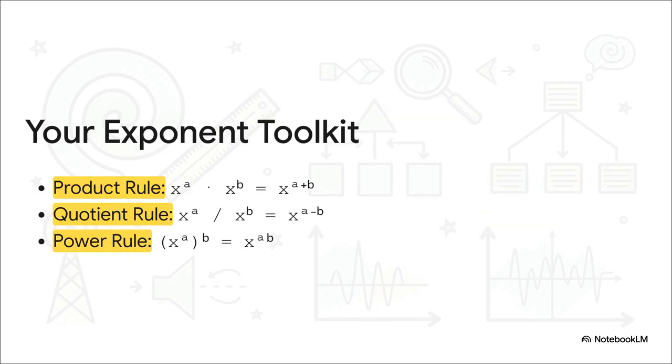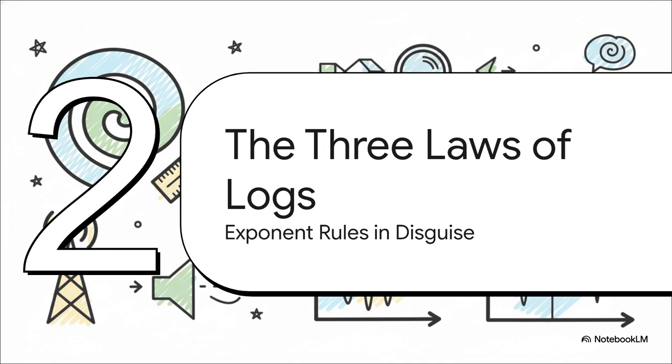So here's our toolkit. You probably remember these guys from algebra, right? The product rule: when you multiply powers, you add the exponents. The quotient rule: when you divide, you subtract them. And the power rule: when you raise a power to another power, you multiply. Keep these three locked in your head because you are about to see them again, just in a clever disguise. And here we are, the three laws of logs. And as you can see, they're really just our exponent rules wearing a trench coat and sunglasses. Each one has a perfect mirror image in the world of logarithms.